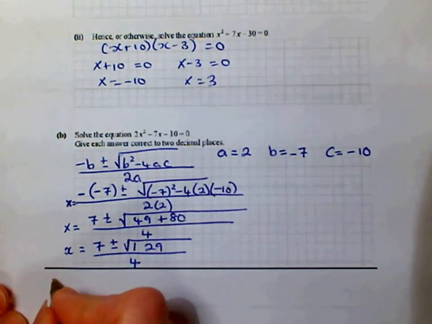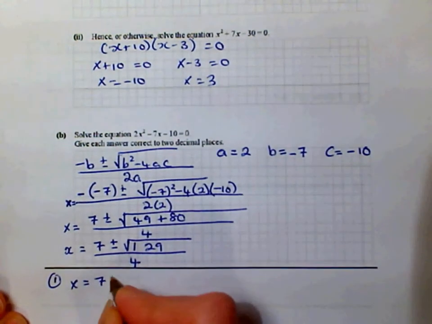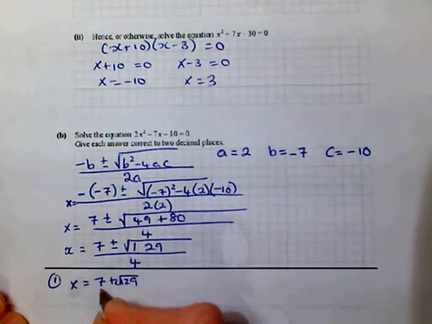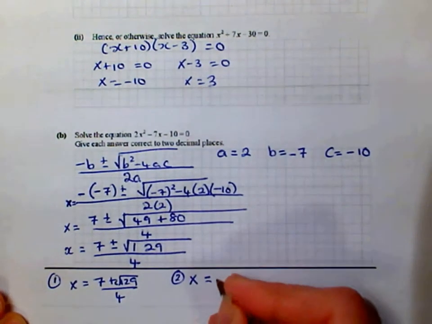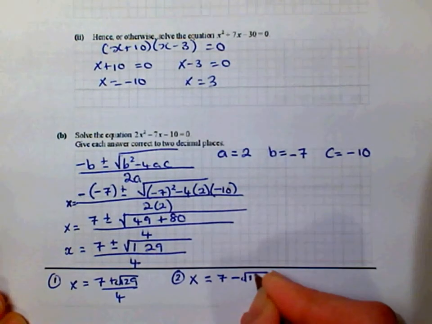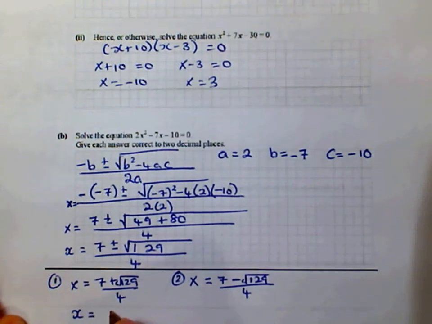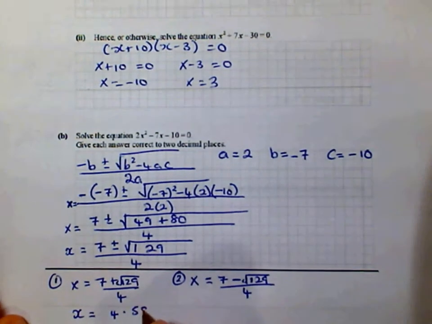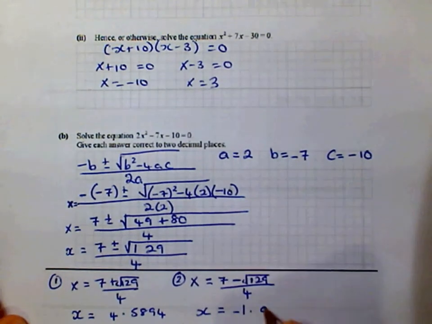So your two solutions, the first one, x is equal to 7 plus root 129 divided by 4, and the second one, x is equal to 7 minus root 129 divided by 4. So your first answer is 4.5894, and the second answer is minus 1.089.